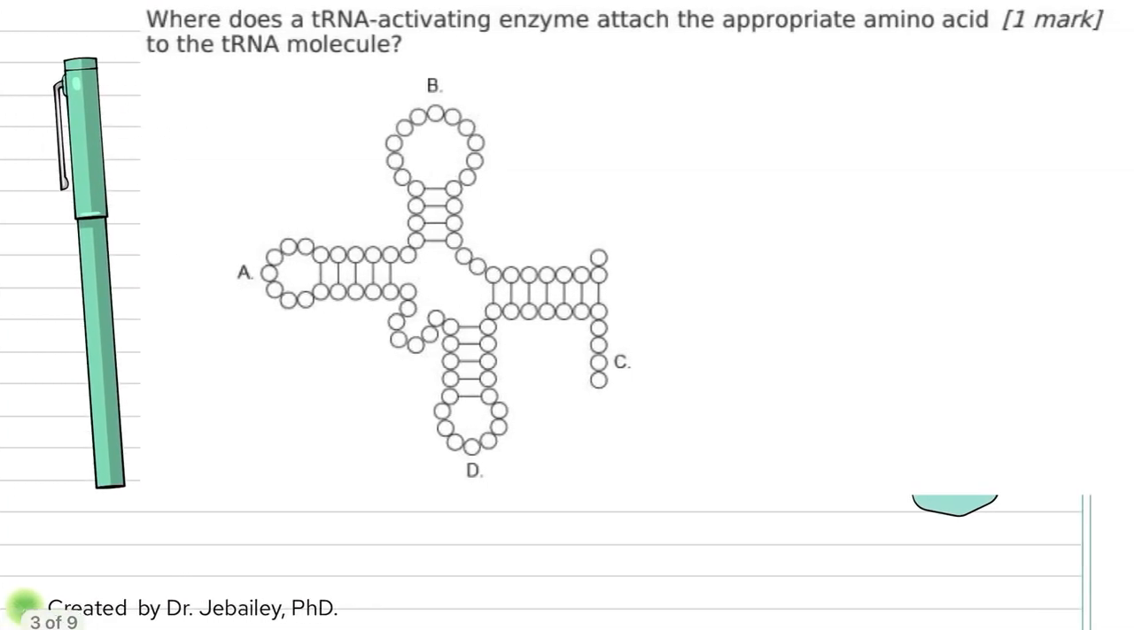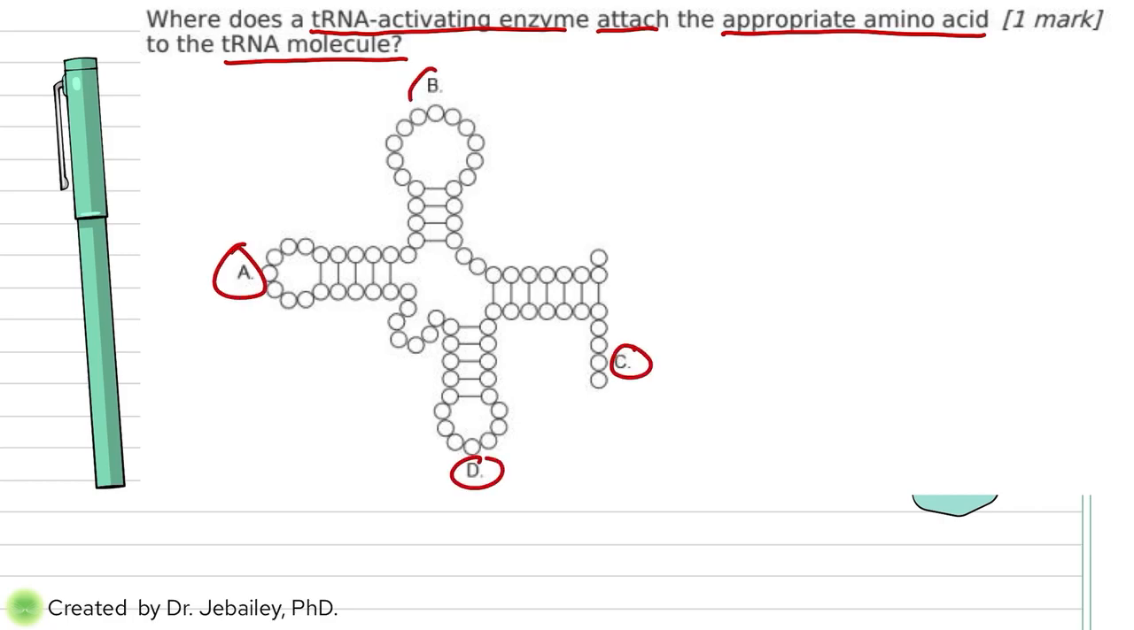Moving on to the next question. Where does the tRNA activating enzyme attach the appropriate amino acid to the tRNA molecule? So they want to know, is it at A, is it at D, is it at C, or is it at B, where you put the amino acid? That's what the question is asking.